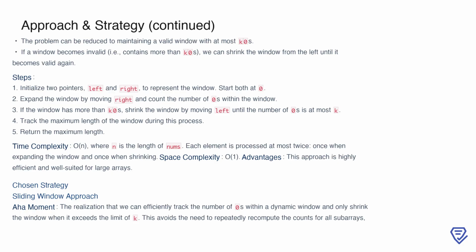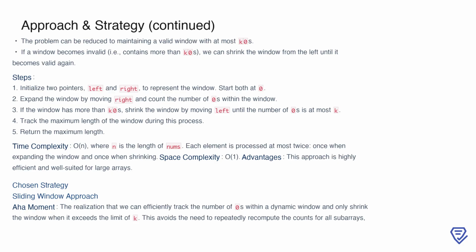The problem then becomes one of managing this window efficiently. The steps are as follows: initialize 2 pointers, left and right, to represent the window, both starting at 0. As we expand the window by moving the right pointer, we count the number of zeros within it. If the window becomes invalid, that is, it contains more than k zeros, we shrink it by moving the left pointer until it's valid again. Throughout this process, we keep track of the maximum length of the window.